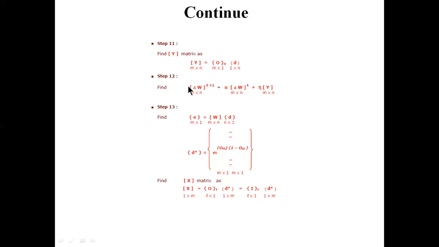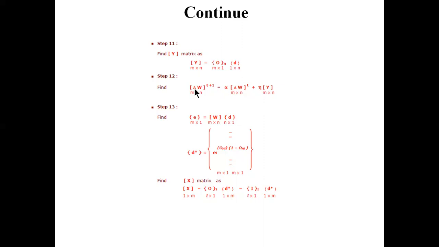The next step is the updating of the weight matrix between the output layer and the hidden layer. The delta W at t plus 1, that is at the next iteration, is nothing but alpha into delta W plus eta into Y. Here Y is the matrix just calculated, alpha is 1, and eta is the learning rate. You can check it and use it on your own. Next we use the calculated error value, and we get the change in the weight matrix between the hidden and output nodes.